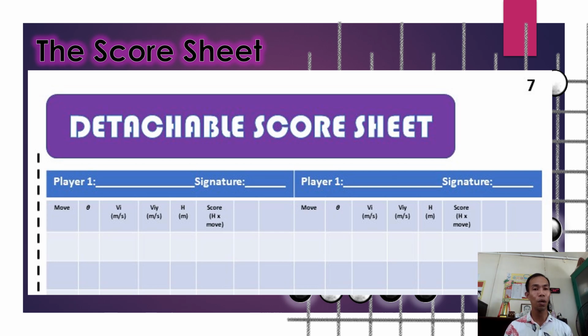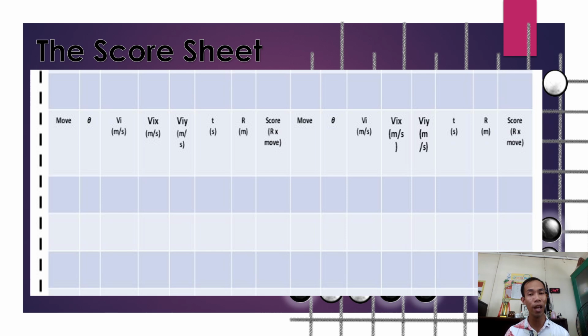This one shows our detachable score sheet. This particular score sheet has a name of the player and the signature. This one is player 2 because there are 2 players for each game. And for the height category, you are going to use this one. Next to that, for the range category, you are going to have this score sheet.